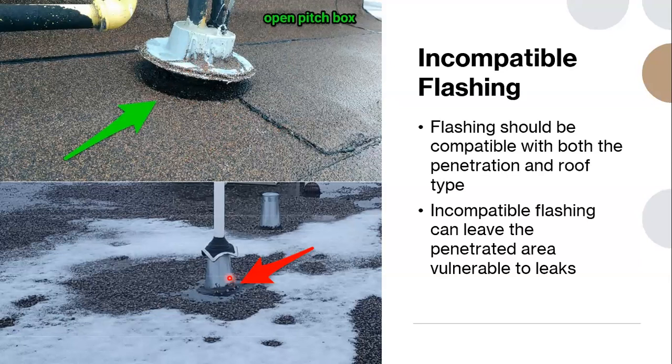In this lower instance here, it looked like they were trying to do a storm collar, but instead they took another type of roof flashing, but again meant for a single ply roof, and put it on this tall cone flashing to be used as a storm collar of sorts.